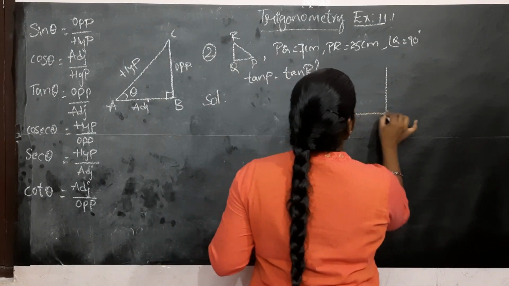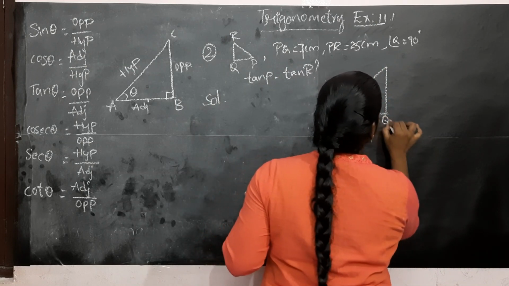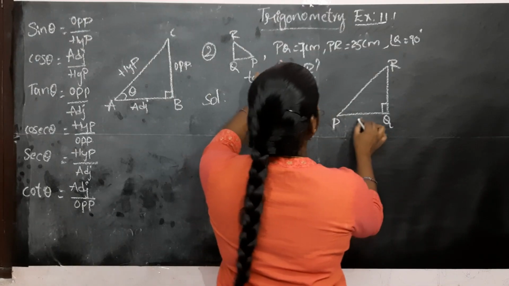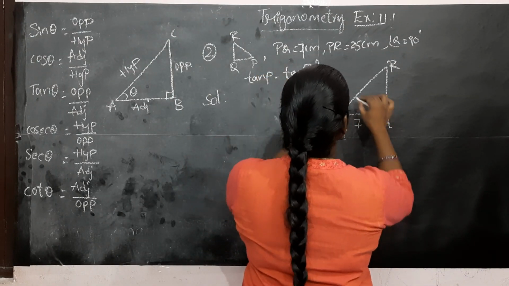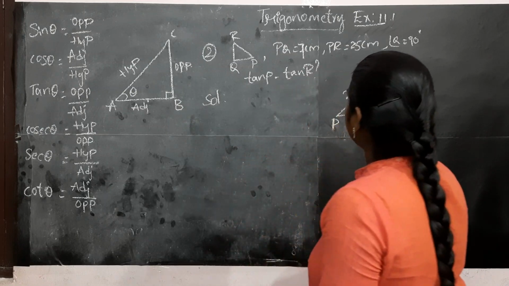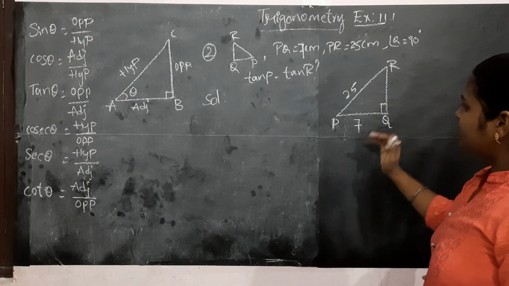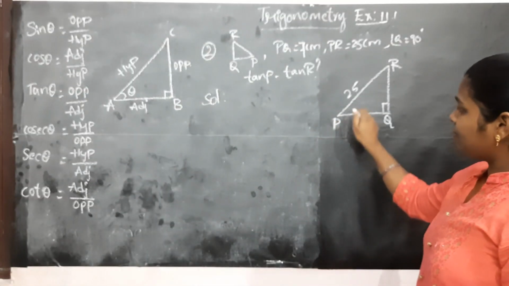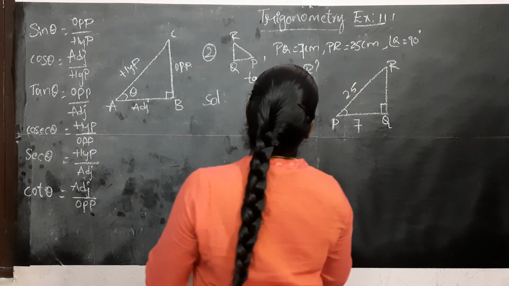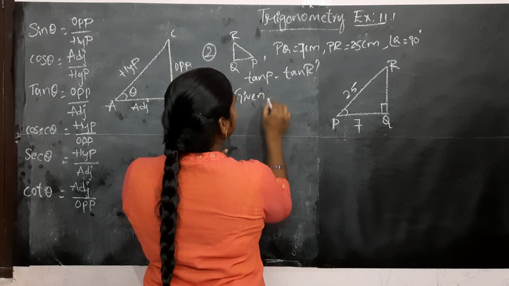They said a right angle triangle PQR. Angle Q is 90 degrees. PQ is 7 centimeters. PR is 25 centimeters. And they haven't given QR. So tan P is what? Opposite by adjacent. In order to get to know tan P, we need to figure out the opposite side. So let's quickly do that. So given, first of all, write given.